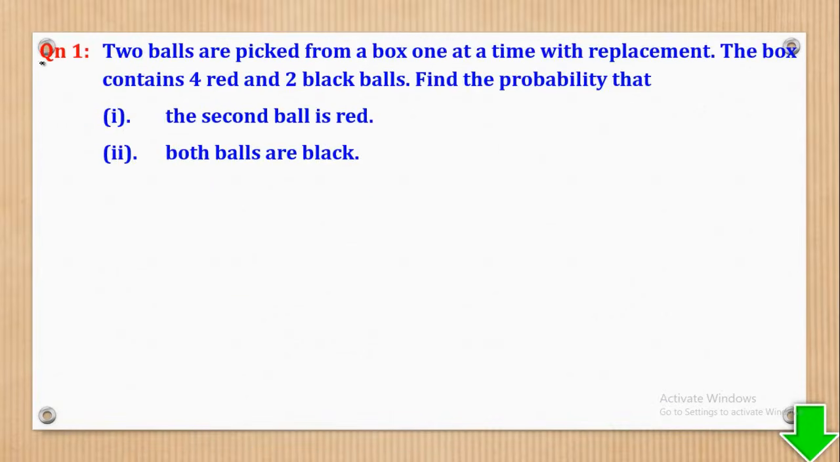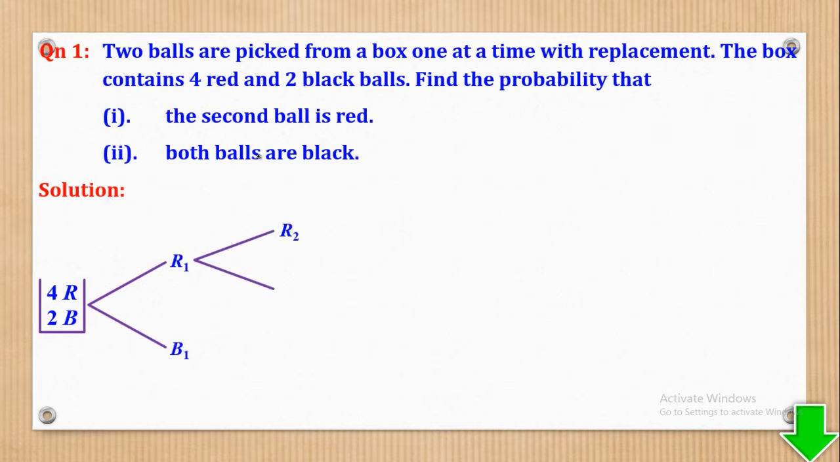So let's first do an example for sampling with replacement. Question 1 says, two balls are picked from a box, one at a time, with replacement. The box contains 4 red and 2 black balls. Find the probability that (i) the second ball is red, and (ii) both balls are black. So here I shall need a tree diagram. So we have 4 red and 2 black.